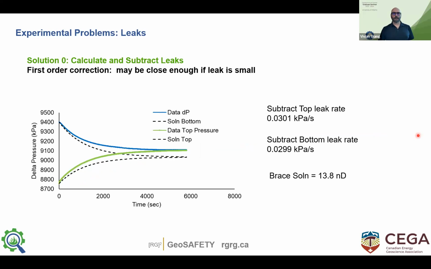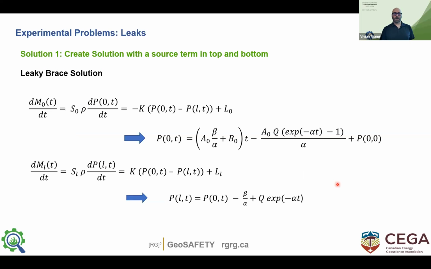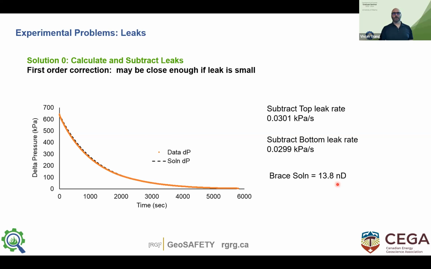So if I do that, then I can subtract the top leak rate. So subtracting the top leak rate, then if I just fit the brace solution, I'll get 13.8 nanodarcy. So it looks like that. So you can get a pretty good approximation. This is with the brace solution.